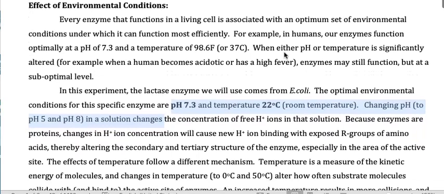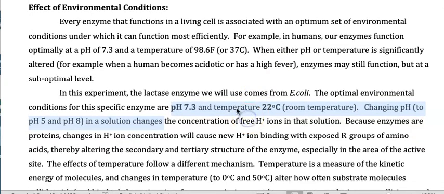If you recall, we also talked about how enzymes have a different effect depending upon environmental conditions. Remember, we said that for every organism, the internal enzymes are adapted for that particular organism's environment. For example, in humans, our enzymes function optimally at a pH of about 7.3 and a temperature of approximately 98.6.